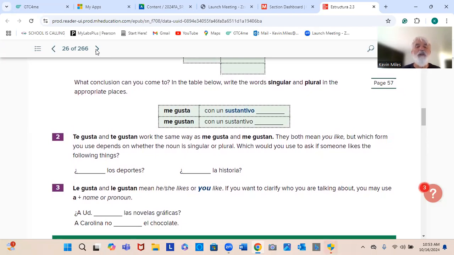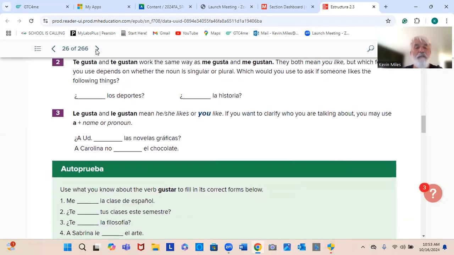And the same thing with te. Te gusta, that means you, informal, like. Okay? So you like sports would be te gustan los deportes, it's plural, but you like history would be te gusta la historia. Make sure you note that. You will be asked some questions on it.